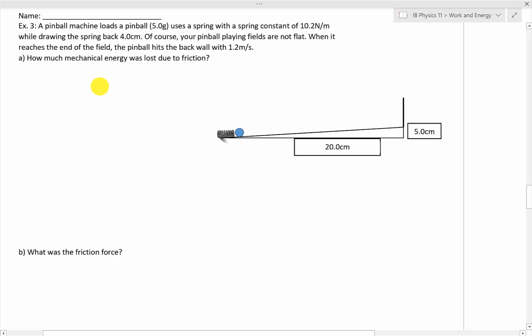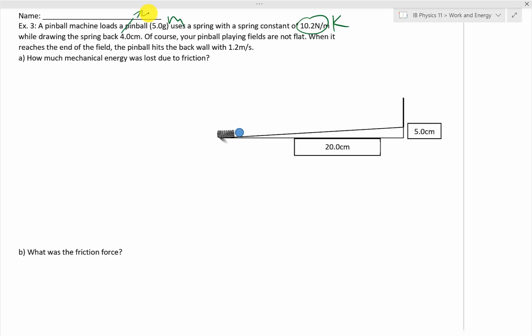In this video, we are going to go over another conservation of energy problem. So let's get started. A pinball machine loads a 5 gram pinball and uses a spring with a spring constant of 10.2 newtons per meter, that's k there, that's mass in grams, while drawing the spring back 4 centimeters, that's probably some displacement. Of course, your pinball playing fields are not flat.